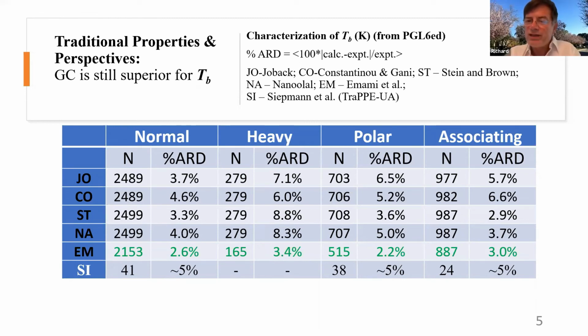Okay, so boiling temperature, we didn't have a lot of data to go by. And what we had was this TraPPE-UA force field, and it's roughly 5% deviation, which is similar to some of the not very good methods. So boiling temperature, I would say it's not good molecular dynamics yet. We can't demonstrate that, but boiling temperature and vapor pressure are very similar.